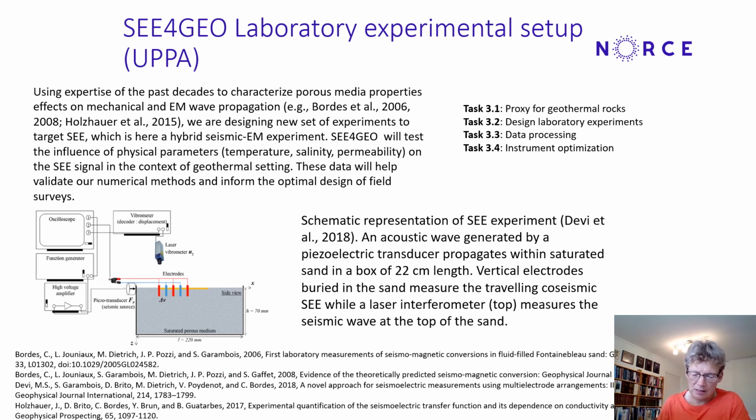The laboratory experiment is the second scientific work package. This activity will build upon previous activities at University of Pau. They have designed a lab setup for hybrid seismic and EM experiments. In SEE4GEO, the influence of physical parameters like temperature, salinity, and permeability on the seismoelectric effects signal will be tested. These data will help validate the numerical methods and optimize the design for the field survey.